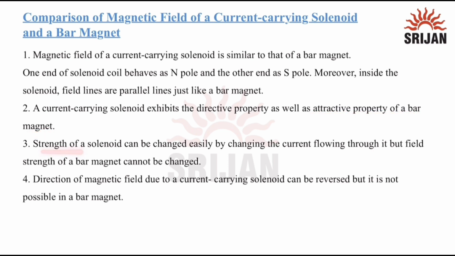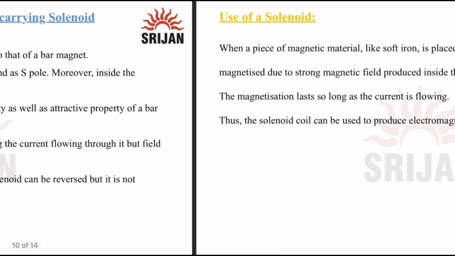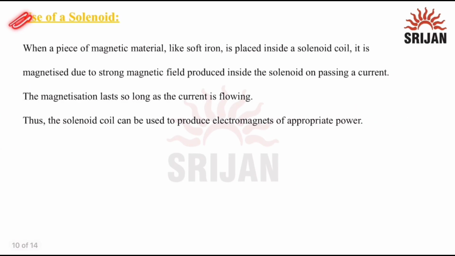Thirdly, the strength of a solenoid can be changed easily by changing the current flowing through it, but the field strength of a bar magnet cannot be changed. Fourth is that the direction of magnetic field due to a current carrying solenoid can be reversed, but not possible in bar magnet. Now, what are the uses of a solenoid?